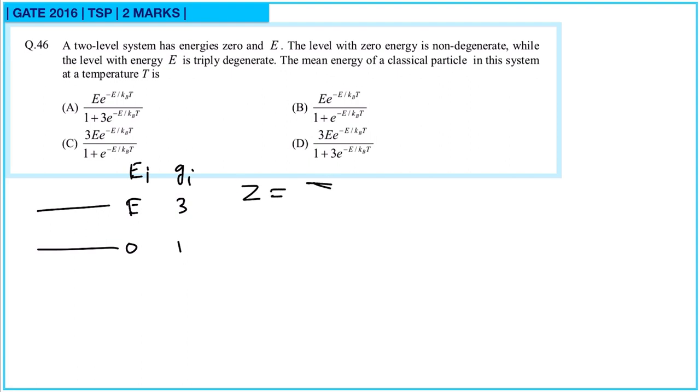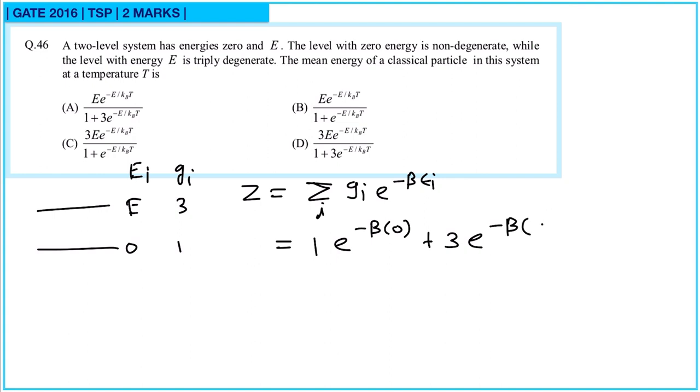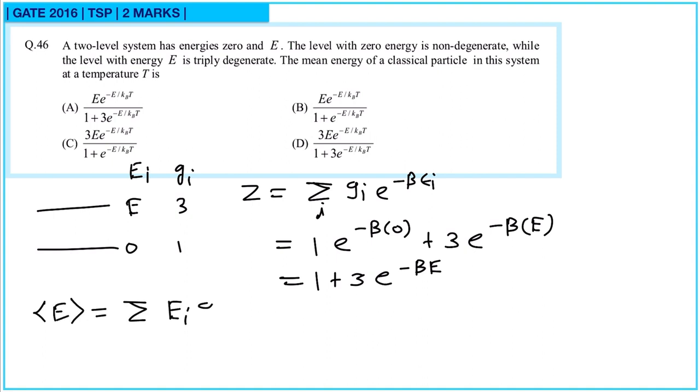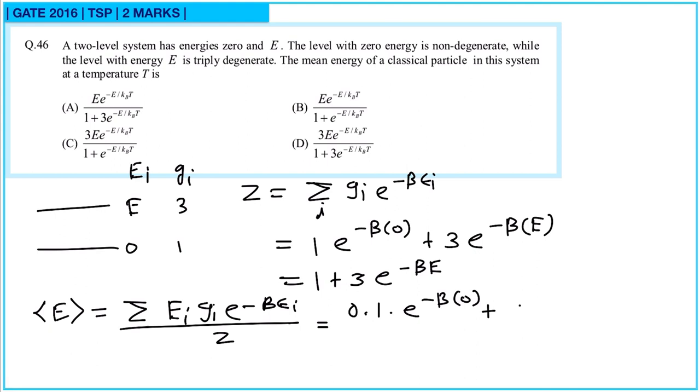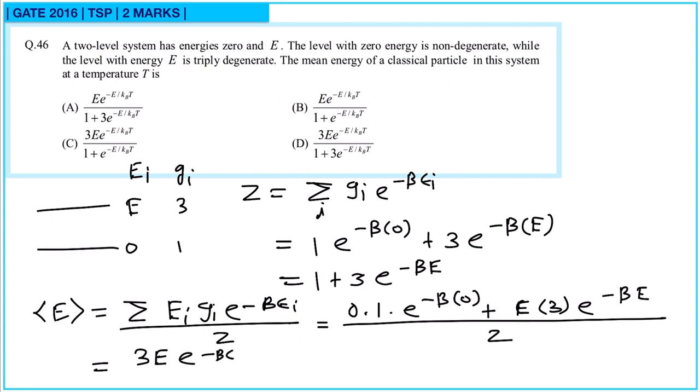So first of all, let us calculate the partition function, which is summation over i, Gi e raised to minus beta Ei. For the first, when it is 1, e raised to minus beta into 0, plus 3 into e raised to minus beta E. So that is the partition function, 1 plus 3 e raised to minus beta E. And then mean energy is equal to summation over Ei, Gi e raised to minus beta Ei upon Z. So this will be equal to 0 into 1 into e raised to minus beta into 0 plus energy is E, degeneracy is 3 into e raised to minus beta E upon Z. So the first term will be 0 and we will have just this. So this will be 3E e raised to minus beta E upon this Z. So here option D is correct.